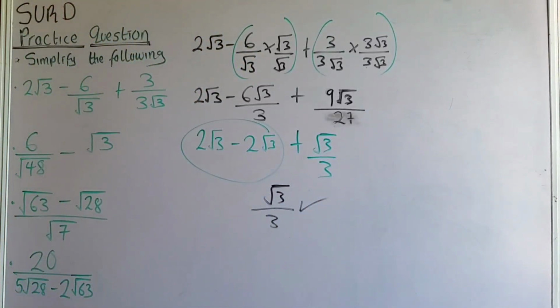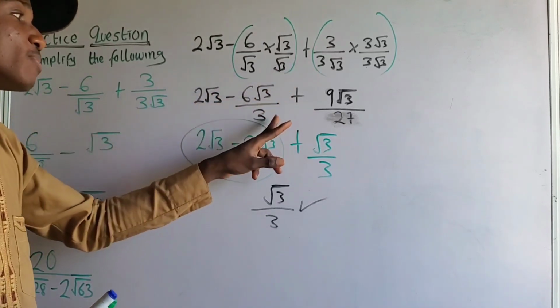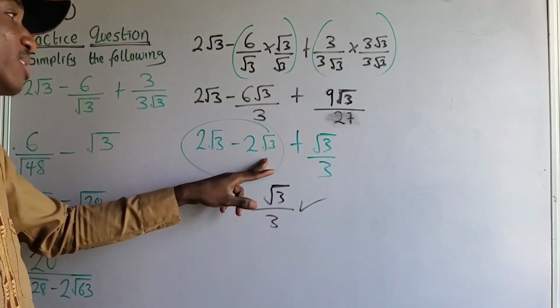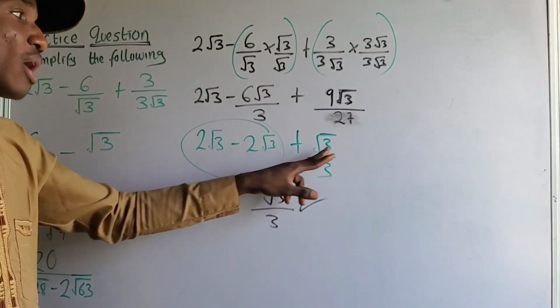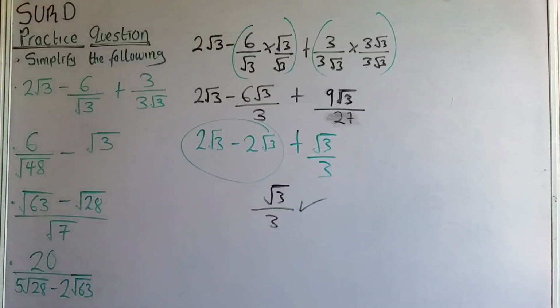Okay, I'm very sure you understand how I simplify the surd. The first step is that I first rationalize the fraction, because I have an irrational part at the denominator of both fractions. Having rationalized it, I obtain this and I simplify, I got this, and this minus this will give me 0. So I'm left with root 3 over 3. Do you understand? Okay, let's proceed to the second question.